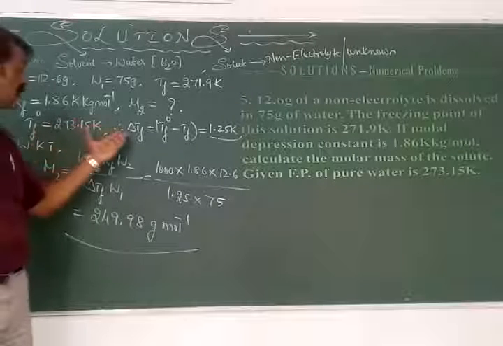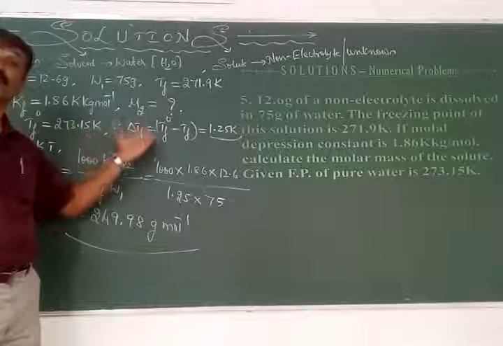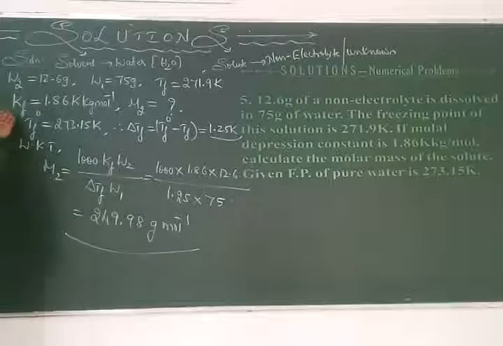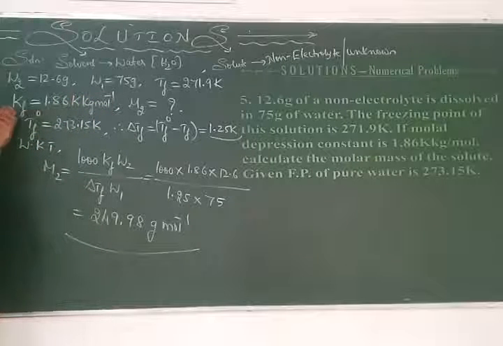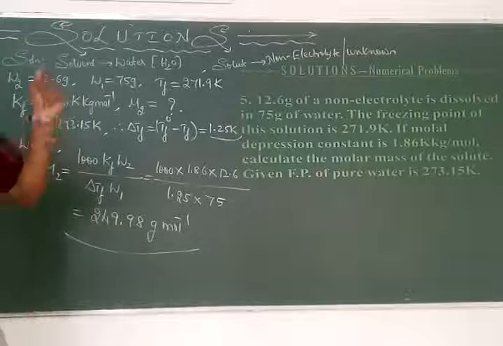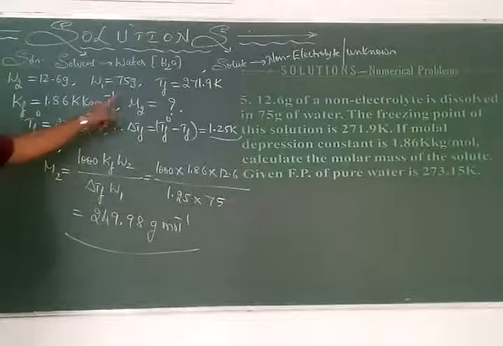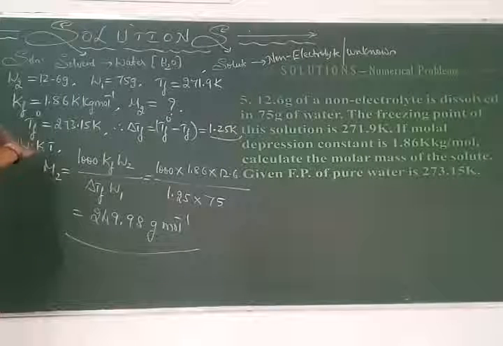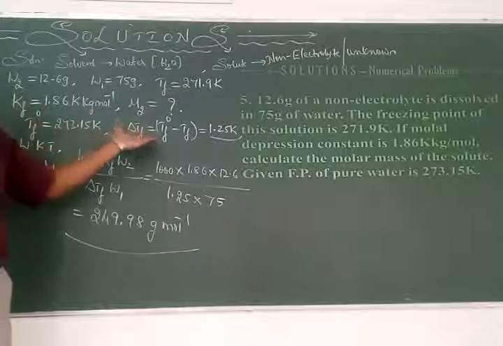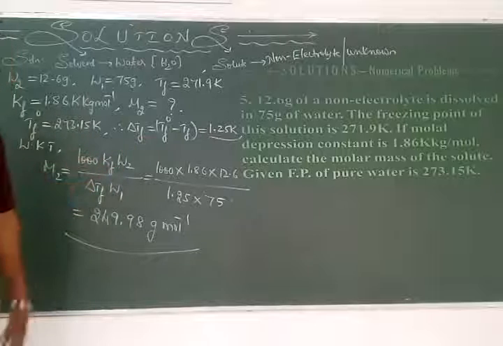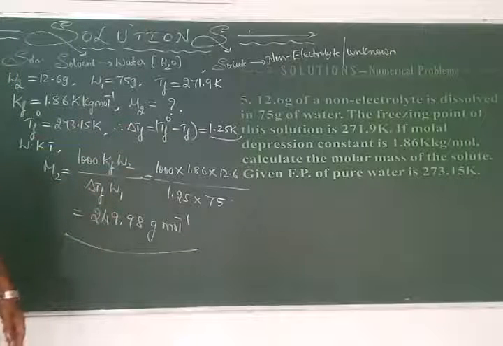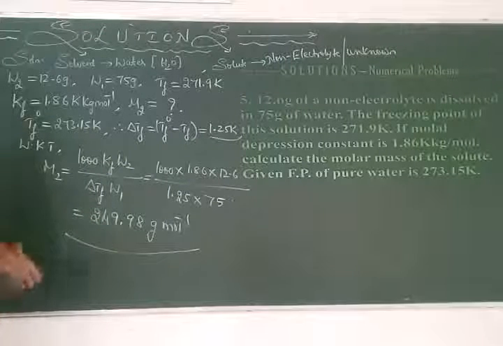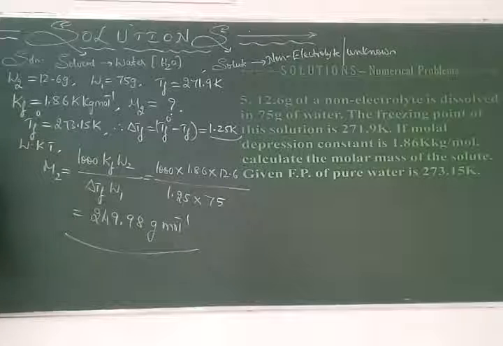On that basis, I have mentioned that delta Tf, or the depression in freezing point, is given by Tf naught minus Tf, which is equal to 1.25 in terms of Kelvin. Then the molar depression constant Kf is given as 1.86 in terms of Kelvin kg per mole. How do you get the molecular mass here? Molecular mass of solute M2 is given by 1000 times Kf into W2 divided by delta Tf into W1. So upon simplification, we are getting the final answer as nearly 249.98 in terms of gram per mole. Okay. So let's move on to the sixth.